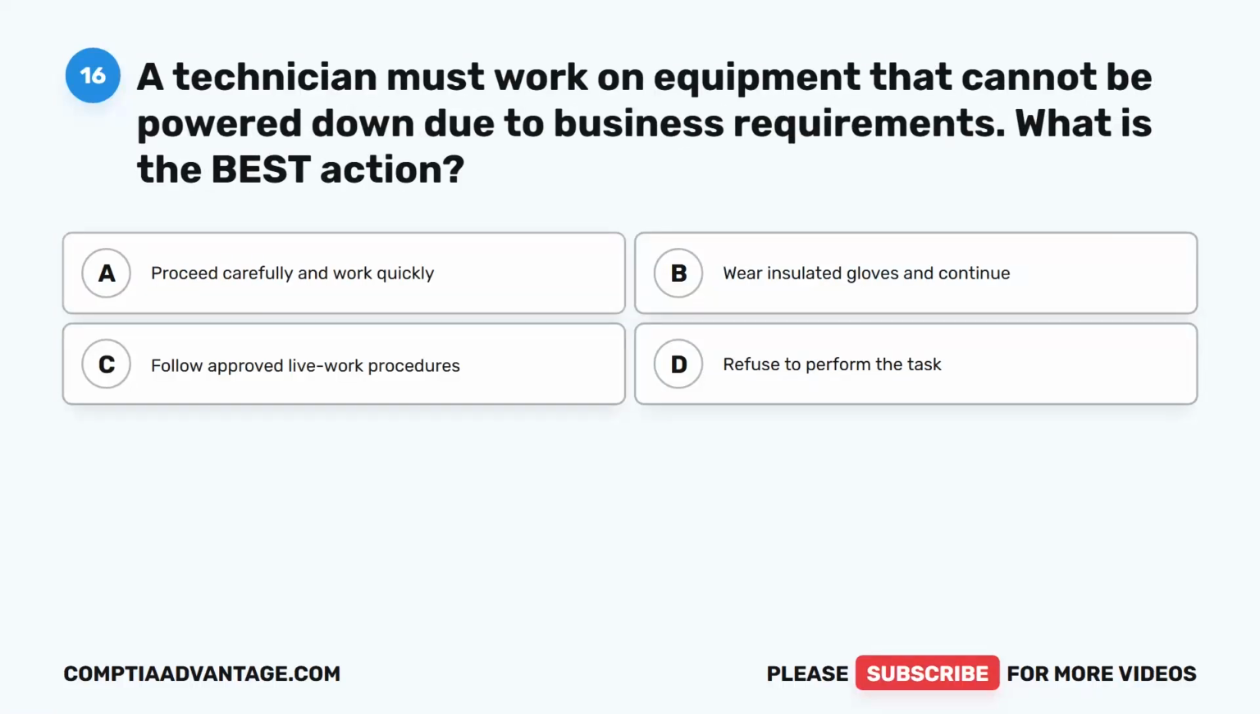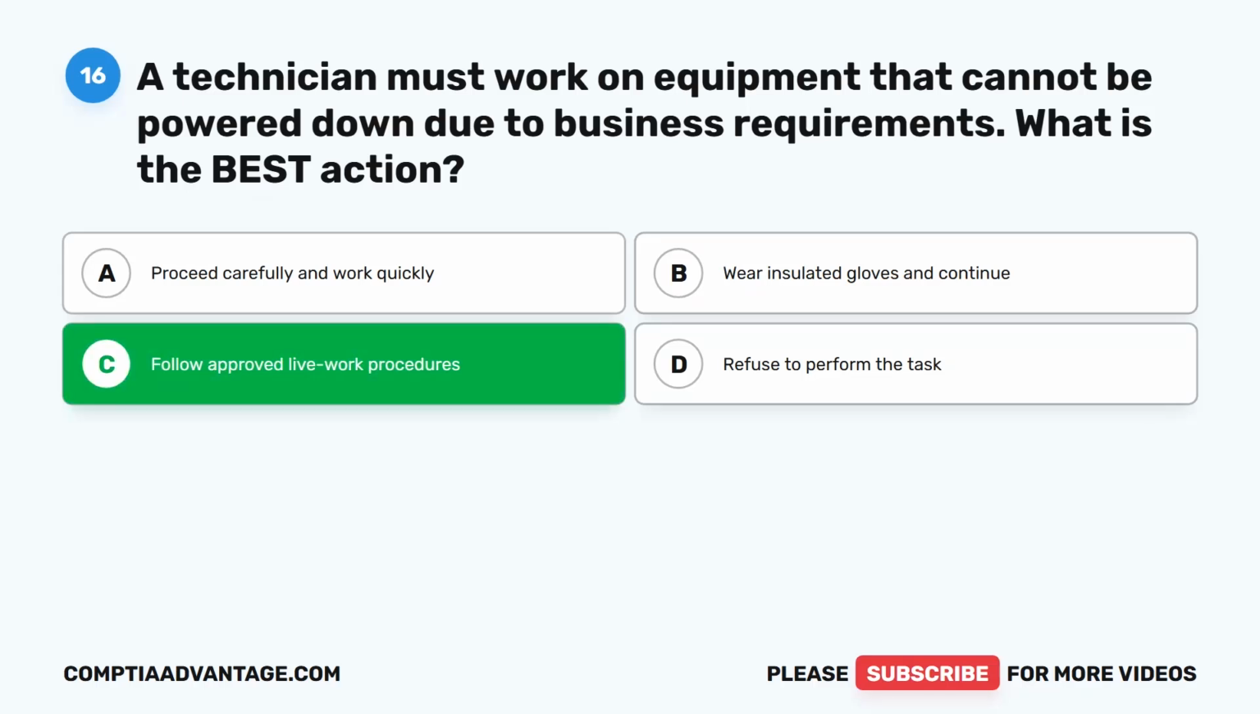Question 16. A technician must work on equipment that cannot be powered down due to business requirements. What is the best action? A. Proceed carefully and work quickly. B. Wear insulated gloves and continue. C. Follow approved live work procedures. D. Refuse to perform the task. The correct answer is C.